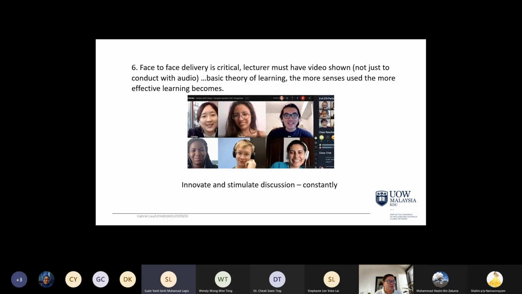Now, as you can see, my next point over there is the basic theory of learning. We lecturers, we facilitators must always switch on our video. Must. According to the basic theory of learning, the more senses used, the more effective learning becomes, because your students want to see us. So we have to make sure that it is switched on. Yes, you can see me.